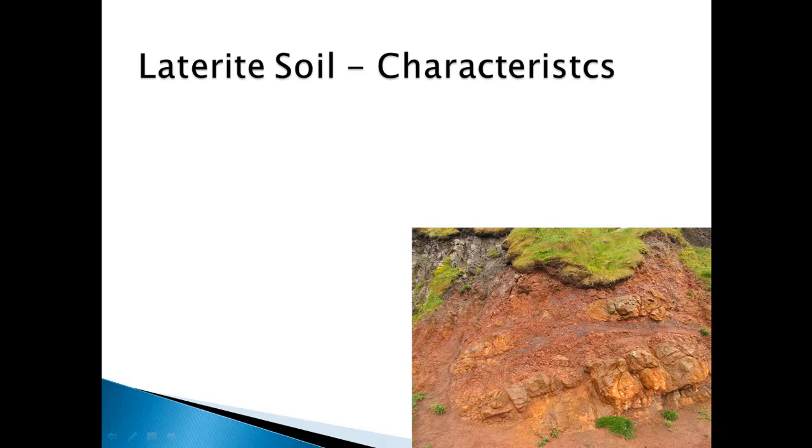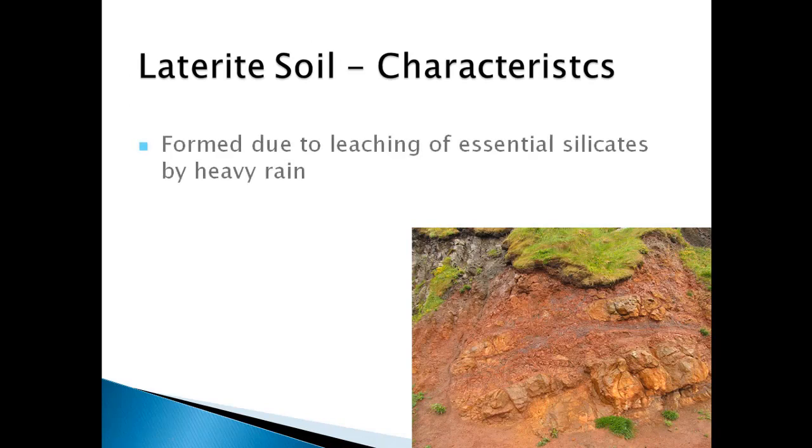Now we'll understand the characteristic features of laterite soil. It is formed due to leaching of essential silicates by heavy rainfall. It is acidic in nature. Now we'll understand the meaning of leaching. In the hilly region, due to heavy rainfall, when the water seeps inside the soil, it dissolves the minerals, primarily the essential silicate SiO3, and takes the minerals away. What is left behind is acidic soil that is not good for any crop.